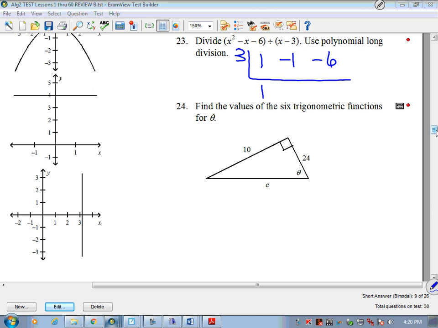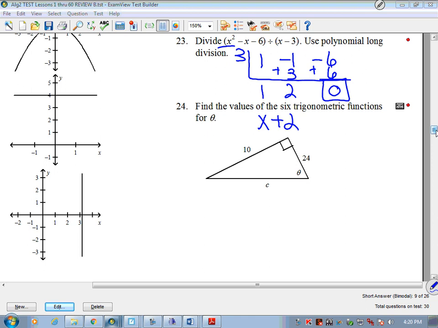We'll bring our 1 down. 3 times 1 is 3. I'll put that there. We'll add. Negative 1 plus 3 is 2. 3 times 2 is 6. We add those. We get a 0 remainder. Because this was x squared, this is x. Okay, x plus 2.